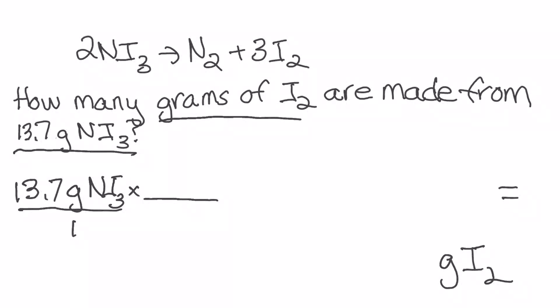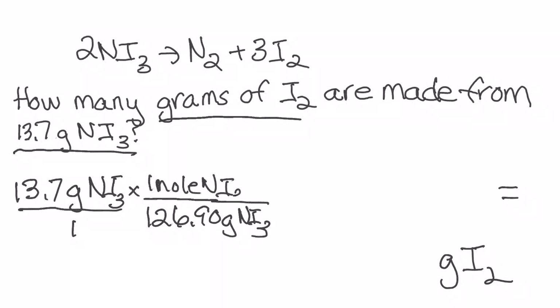Well, the only source that tells me grams is the periodic table, so I have to use the periodic table next. So I would add 1 nitrogen and 3 iodine together, and I get a mass, which I'm going to put on the bottom to cancel out, 126.9 grams of nitrogen triiodide for every 1 mole of nitrogen triiodide. I'm going to have to try to write small so we can get it on the screen.